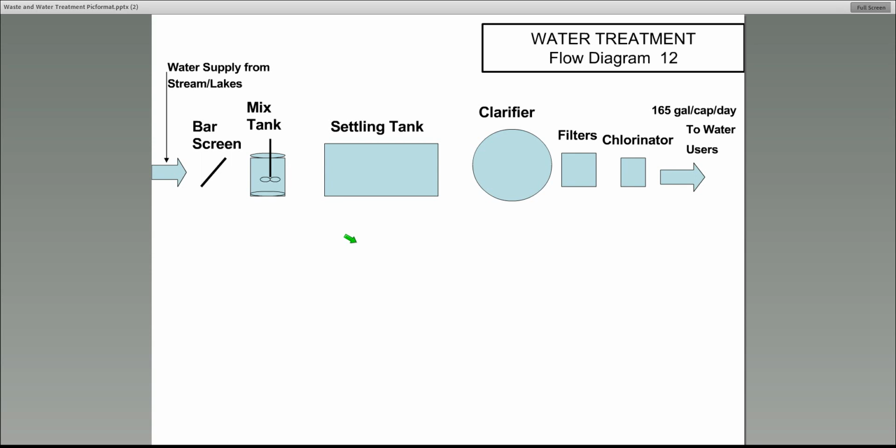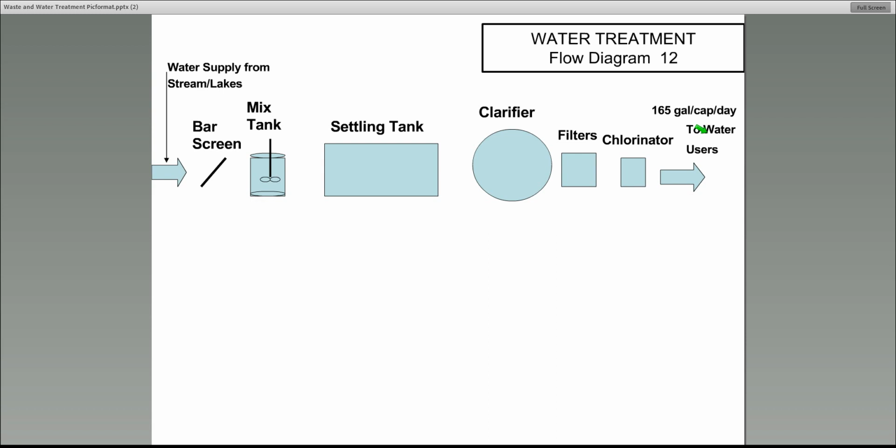This is a typical flow diagram for water treatment. As I said before, we start from the water supply from the stream or lake. It goes through a bar screen, then a mixed tank, a settling tank. This is usually called a primary settling tank. Sometimes the mixed tank and settling tank are one, where you would have aeration that would mix the chemicals instead of having a separate mixed tank. Then you'd have a final settling tank or a clarifier. It goes through sand filters or rapid filters, and then it's chlorinated, and then the water goes out into the water distribution system.